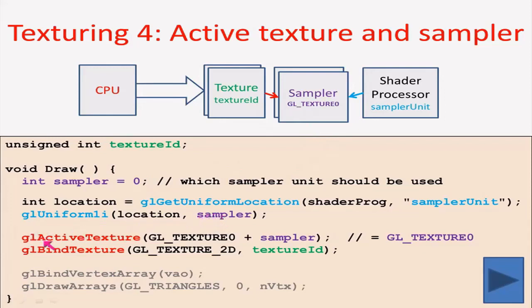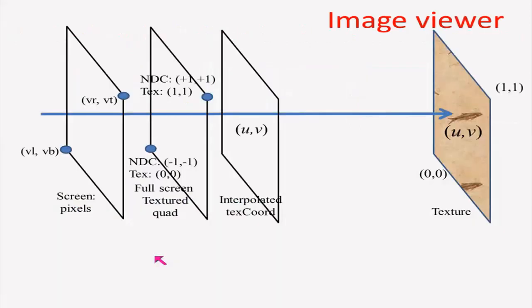With the GL active texture function and with the GL bind texture, we can establish a connection between the texture memory and the sampler unit on the other side of the sampler unit. Finally, we can send our object identified by the VAO through the pipeline and enjoy its textured rendering. An image needs to be shown on screen. We can do it by rendering a full viewport rectangle textured with the image.